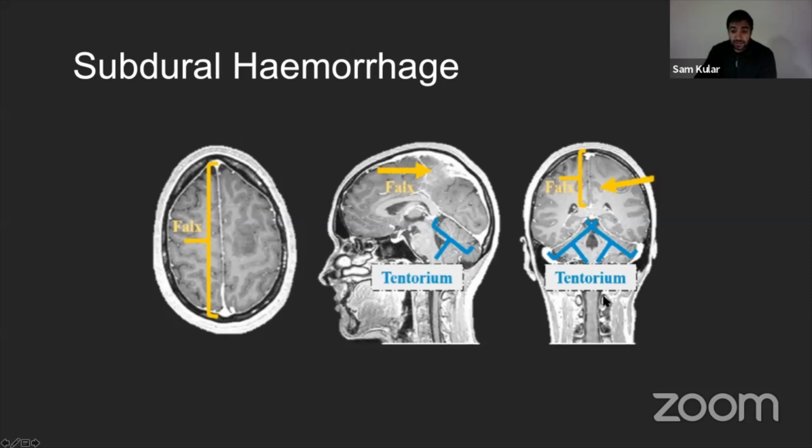Similarly, the tentorium cerebelli means that if you have subdural hemorrhage in the supratentorial layer, it generally won't cross into the infratentorial layer. Or vice versa, you may have blood around the cerebellum, but it generally won't cross into the brain parenchyma above it because of the tentorial layer.